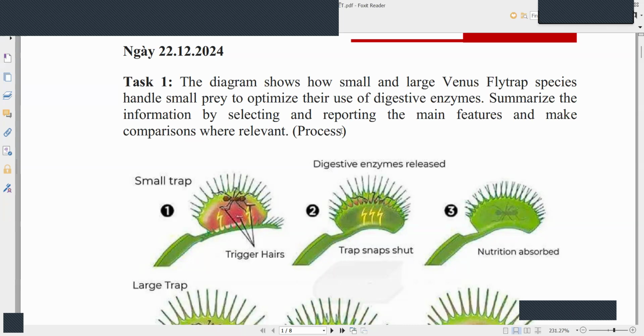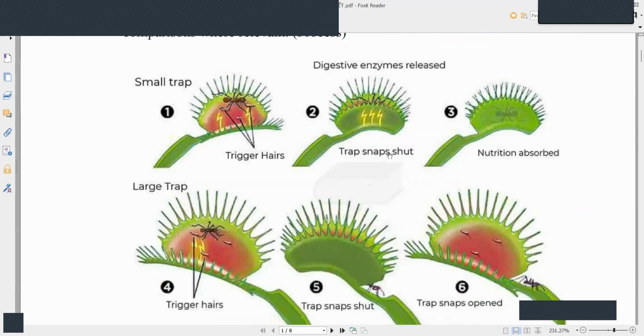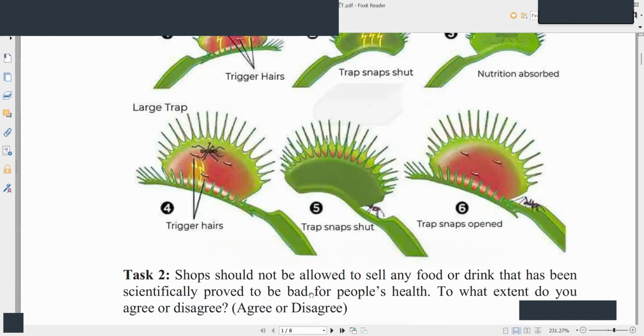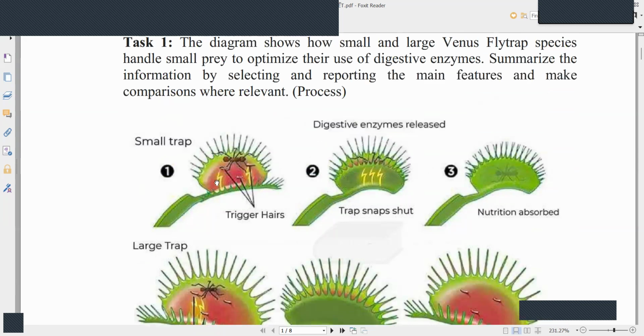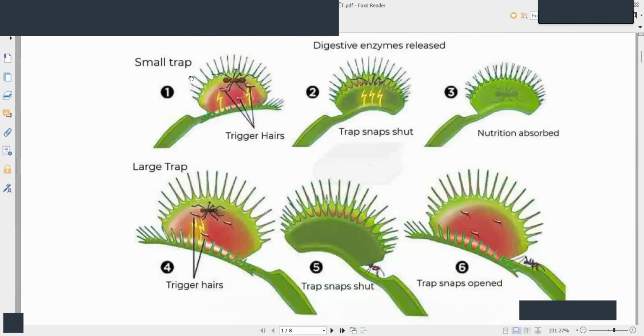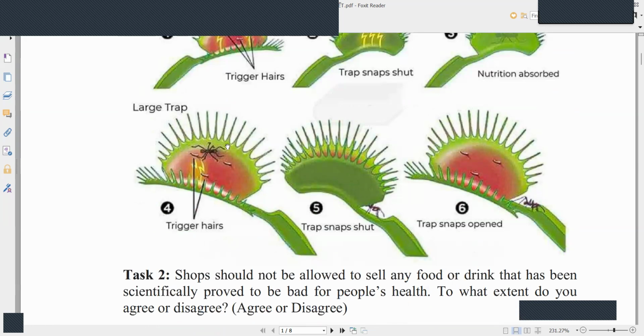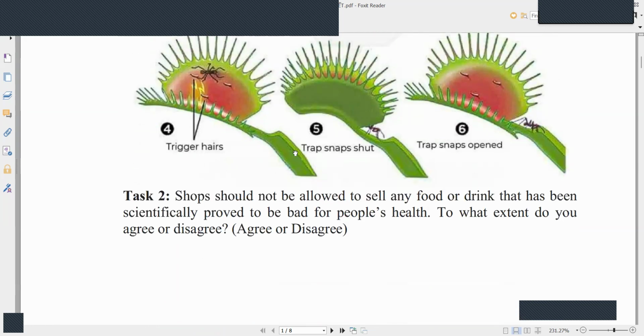The diagram shows how small and large Venus flytrap species handle small prey to optimize their use of digestive enzymes. Summarize the information by citing and reporting the main features and make comparisons where relevant. Process. Đây là một dạng diagram. Đấy, nó về một loài thực vật rất đặc biệt, đúng không? Small trap và large trap, đúng không? Bẫy nhỏ và bẫy to. Dễ xem nhé. Và task 2.